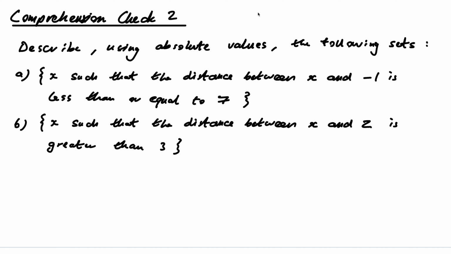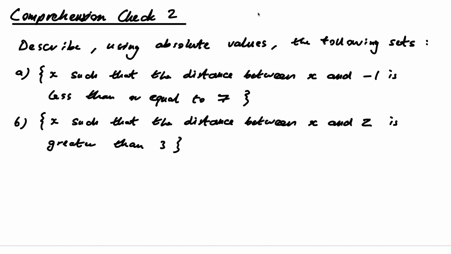Being able to use absolute values to describe subsets of the number line is a really important skill. So we want to get a little bit of practice here. So what do we have? First of all, we're thinking about the subset of x such that the distance between x and minus 1 is less than or equal to 7.